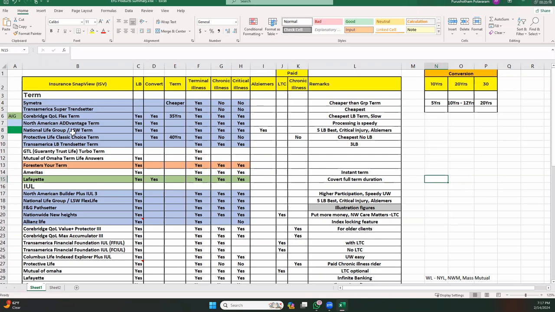So many times people ask me, which is the best one? Can you tell me which is the best one, right? National Life Group has the best living benefit features. When should I offer this to a client?